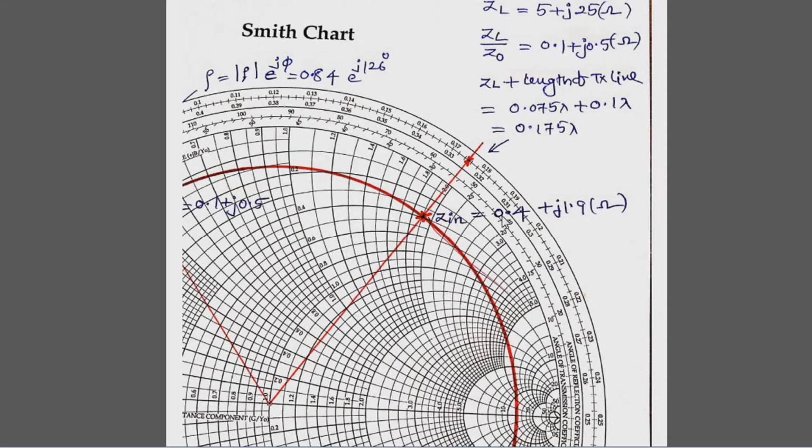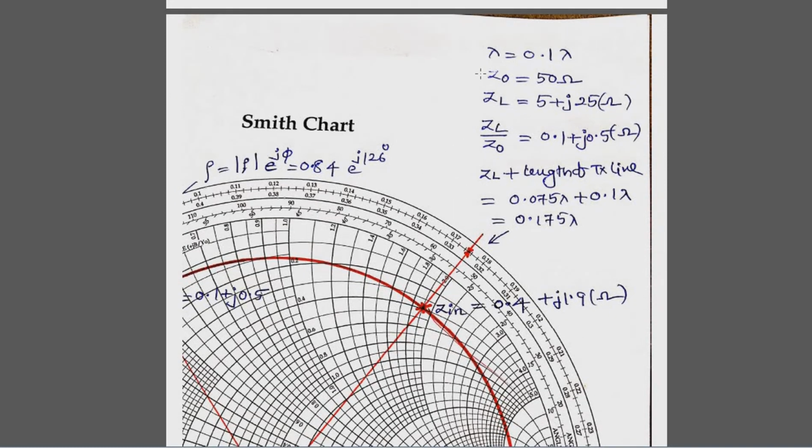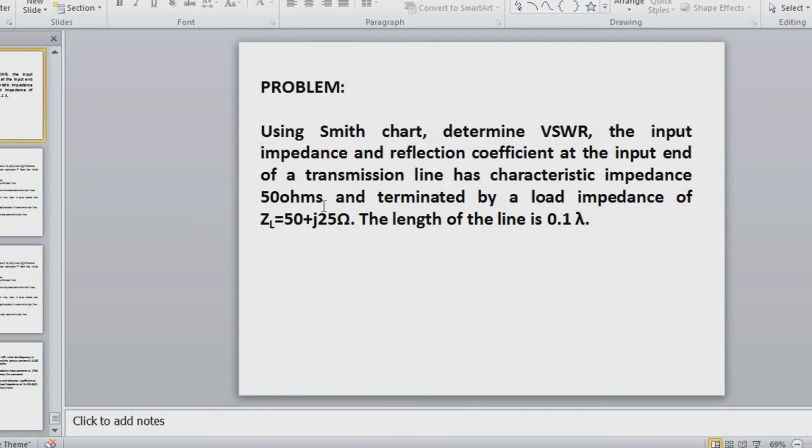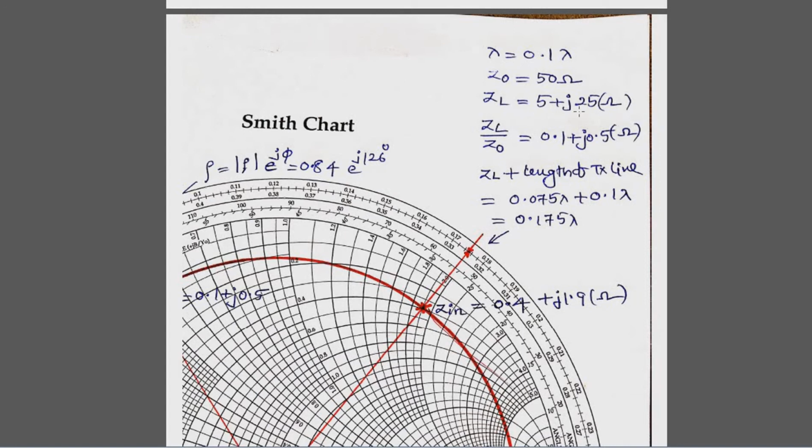Now we will go with the problem. What is the problem we saw? What is the Z0 given? Z0 is given as 50 ohms. What is the value of ZL for the given problem? ZL is 5 plus j 2.5, I think. You carry it as 5 plus j 2.5. Then we are going to have it as a normalized ZL.